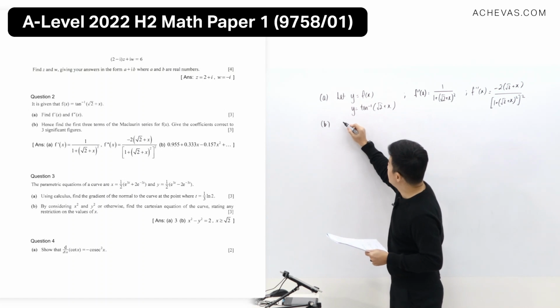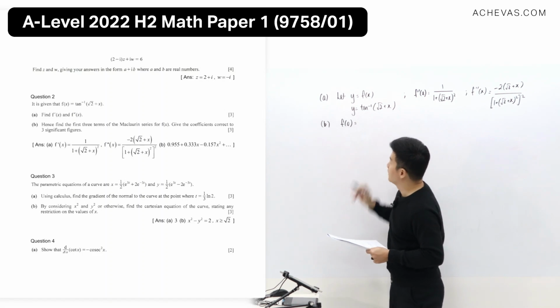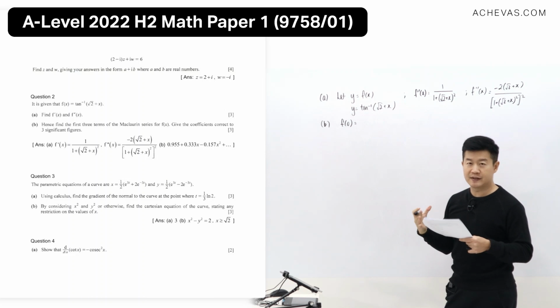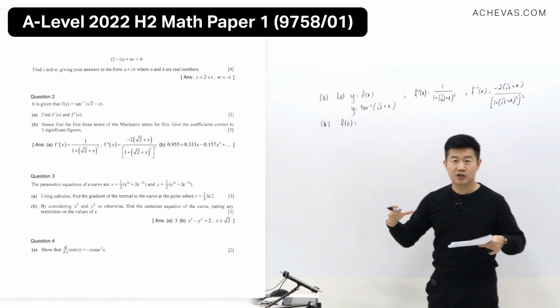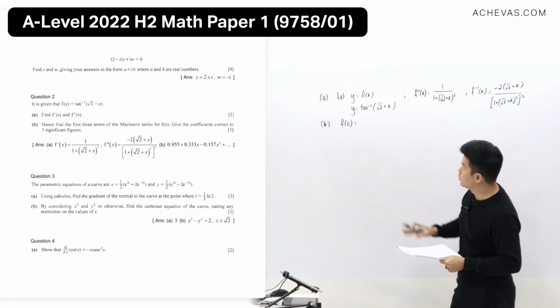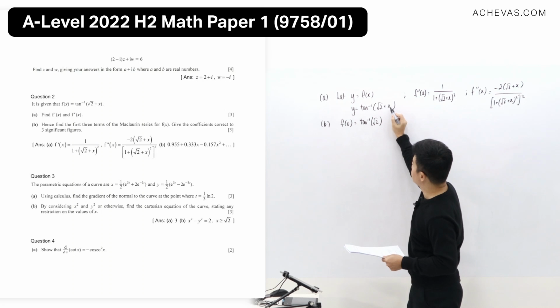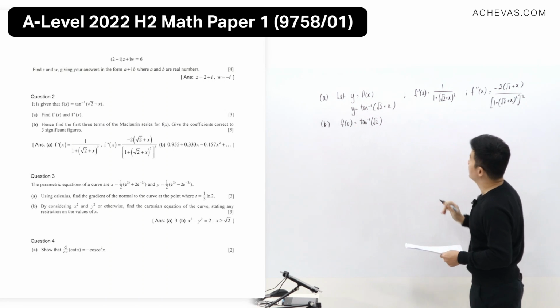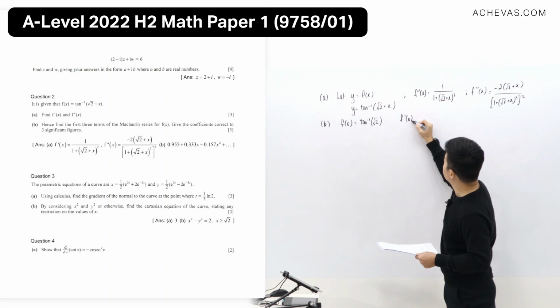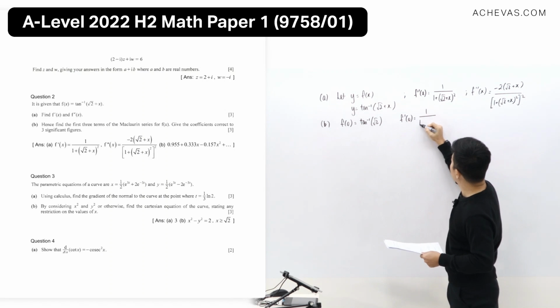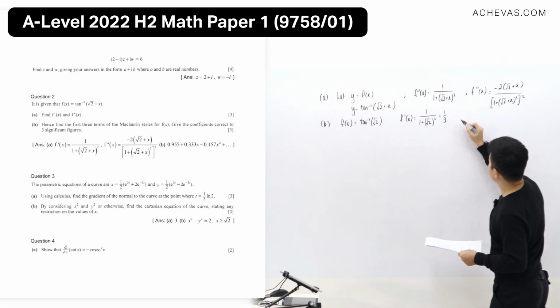So for part B, we will first need to find f0, if we make use of the Maclaurin's series definition from my formula sheet. So f0 is going to be tangent inverse square root of 2 plus 0. I'm going to just leave it as it is here. And we will need f prime 0, which is going to be 1 over 1 plus square root of 2 plus 0 squared. So this is going to lead me to 1 over 1 plus 2, which is 1 over 3.